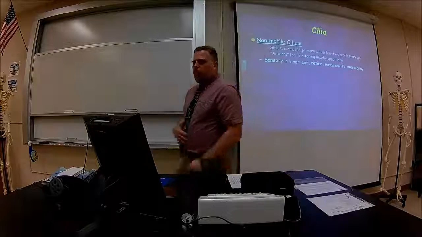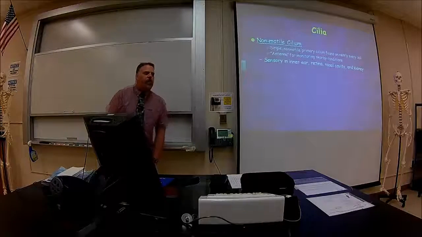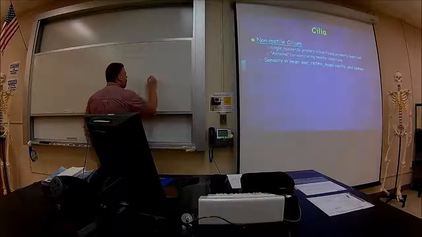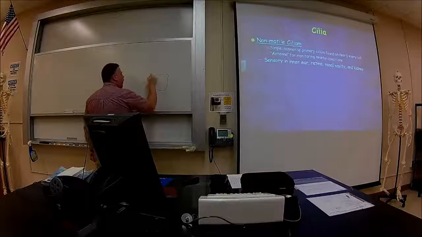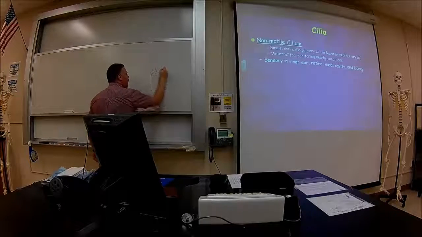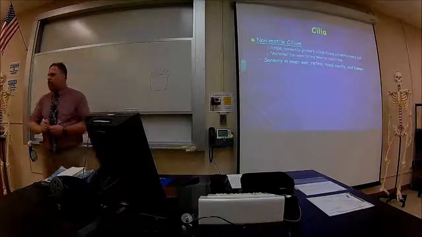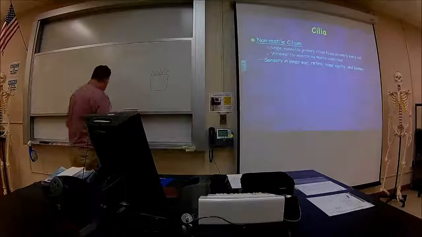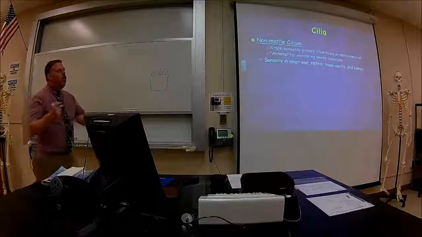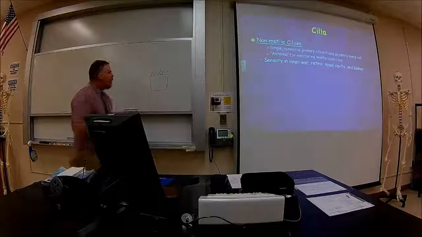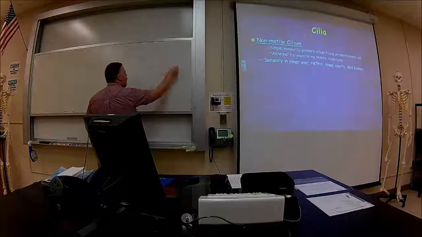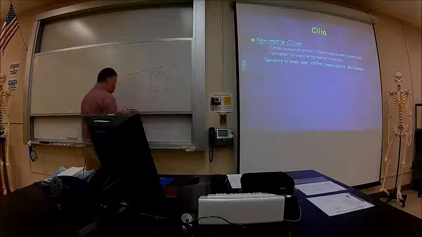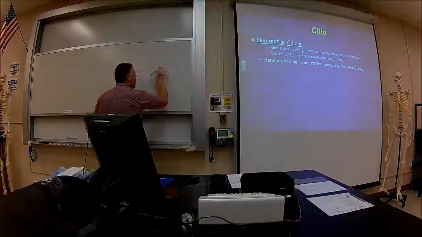Cilia, we have non-motile cilia and we have motile cilia. Cilia are what you see when you look at the top of a cell. This is a cell. We could have little hairs that go up like this. Not really hairs, they're cilia. And they move, or they may not move. In the ear and in the nasal cavity, there's fluid in this area over here. And when the fluid moves in a certain direction, this cilia is going to bend in that direction.